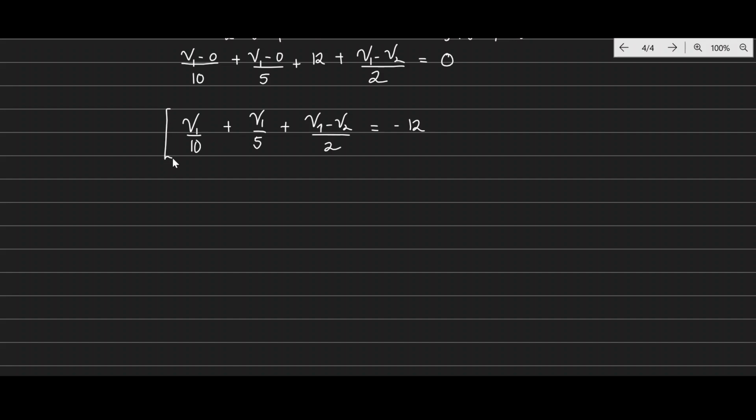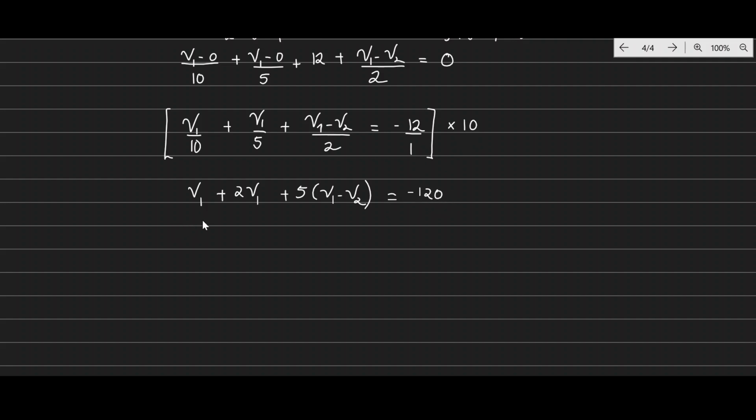So what I'm going to do, I'm going to reduce this. I'll multiply the whole equation by the lowest common multiple of 1, 2, 5, and 10, which is 10 itself. So it's more like I'm multiplying the equation by 10. V1 over 10 by 10, so 10 and 10 cancel out, we just remain with V1. V1 over 5 by 10, 5 and 10, that's 2, so we're going to have 2V1 plus V1 minus V2 over 2 times 10. So 2 into 10, that is 5. So this is 5 by V1 minus V2. And this is equal to negative 12 by 10, that is negative 120.